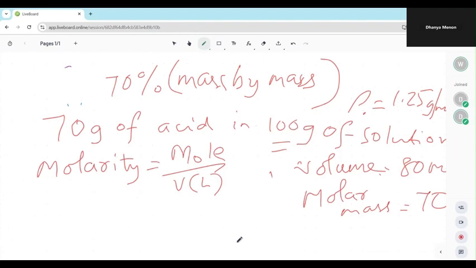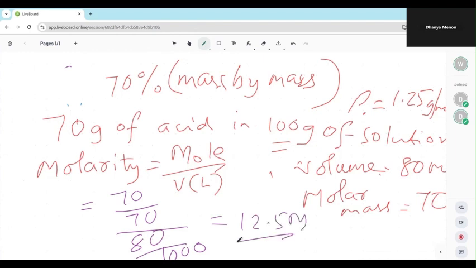So how to find the moles? Mass in grams over molar mass is mentioned in the question itself. Over volume, which is 80. How to make it into liters? Divided by 1000. Okay, so when you solve it, it comes to 12.5 M. Capital M is the unit for molarity.